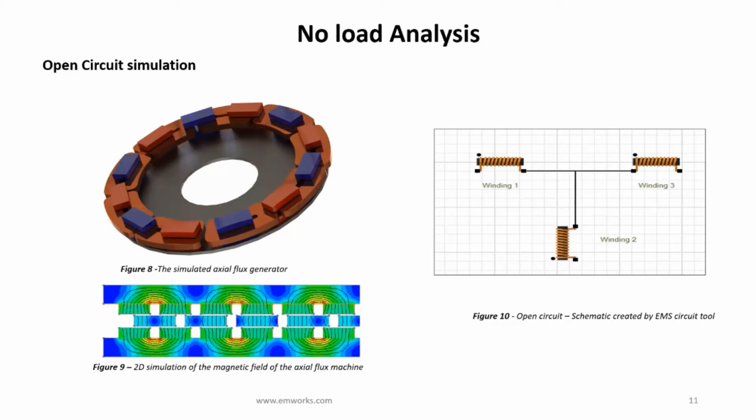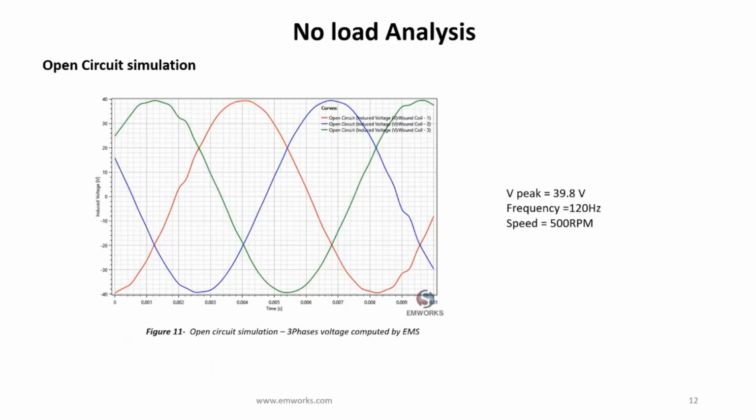However, the Axial-Flux machine has a 3D geometry, but the 2D approximation can be used to get an idea about the magnetic field strength and its path. It also helps to study the best magnet arrangement able to generate higher power density. EMS coupled to SolidWorks Motion was used to run the open circuit simulation. The induced voltage results are illustrated in figure 11. They represent a sine wave shape with a peak value of 39.8 volt and a frequency of 120 Hz. The speed is 500 RPM.